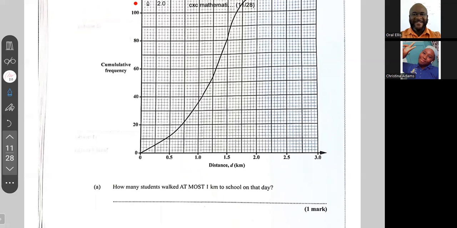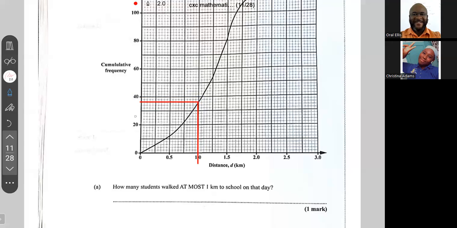Now, 1 kilometer. So at most is an inequality term. It means less than or equal to. So to answer this question, what I want to know is how many students walk 1 kilometer. Now the distance is on the horizontal axis. So I just find 1 on that axis and draw up a line until it reaches the curve. Where it reaches the curve, I'm going to draw a horizontal line across. All right, and I'm going to read that.